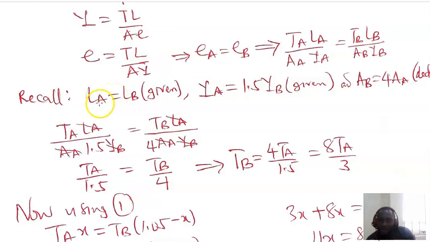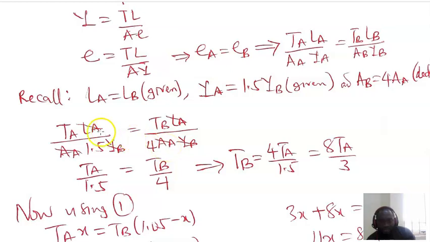We are told that they are of equal length, so LA equals LB. We are told that Y of A equals 1.5 Y of B, and we calculated or deduced that area of B equals 4 times area of A. So let's put all these three inside this equation. Instead of writing Y of A, I'll write 1.5 Y of B. Instead of writing L of B, I'll write L of A because they are equal. Instead of writing A of B, I'll write 4 area of A.